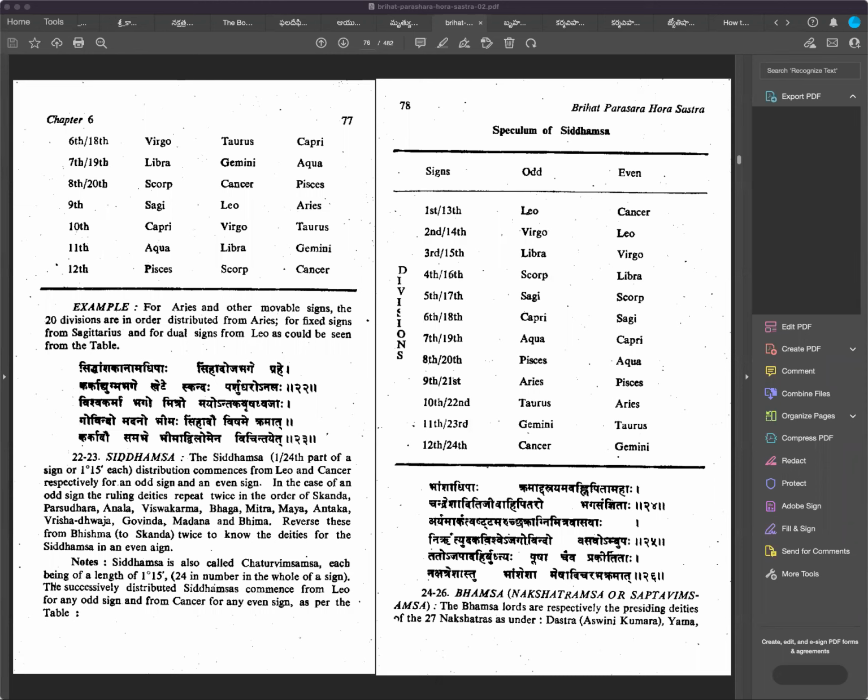Page number. Are you able to see it? Yes, sir. Shloka number. Page number 22. Siddhamsha.